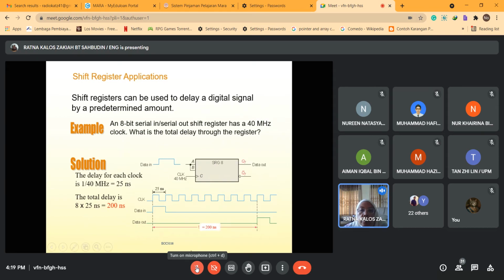So see here, this is the data in. Because you have 8 bits, meaning you have 8 flip-flops. Now this is the delay, 200 nanoseconds.